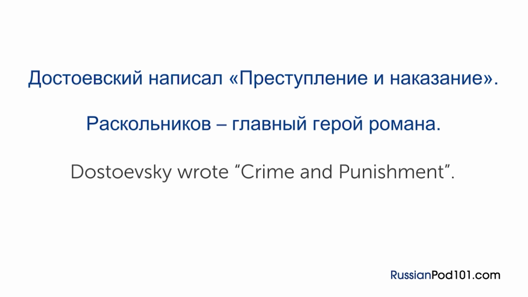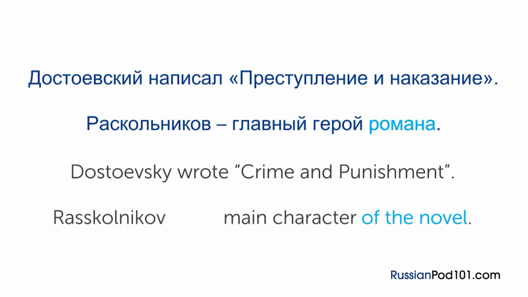The next line starts with Raskolnikov, which is the name. Then главный герой, which means main character. And finally, романа, which means of the novel. So the second line reads, Raskolnikov is the main character of the novel. In that sentence, you can see how the em dash is used in the absence of a to be verb.